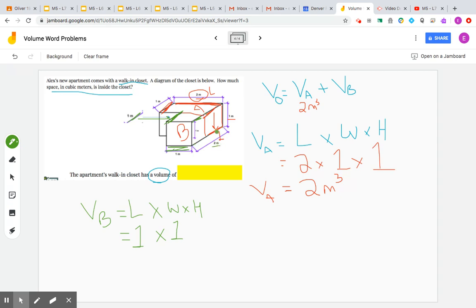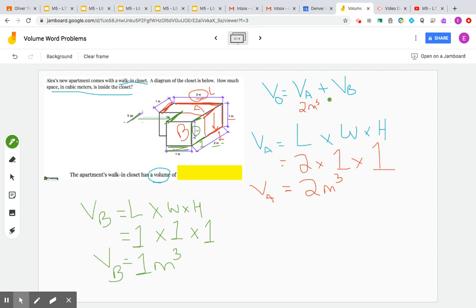And if the width of A was 1, that means the width of B also has to be 1, because 1 plus 1 equals 2. And our height is labeled right here. It's really small to see. I apologize for that, but it's also 1. Again, the math is pretty nice this time. 1 times 1 times 1 is 1 meter cubed.